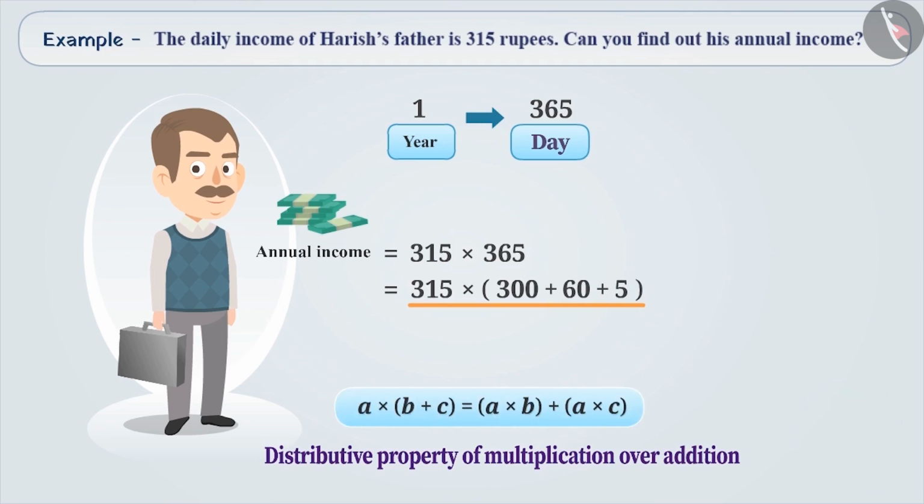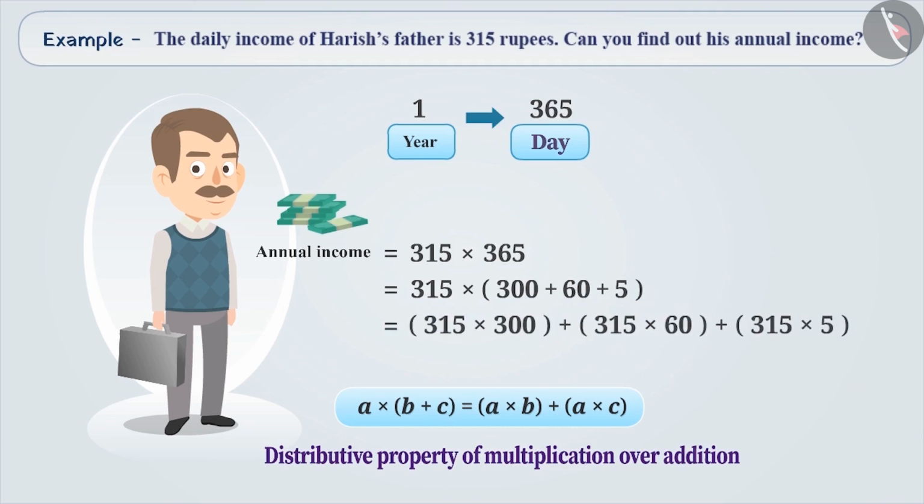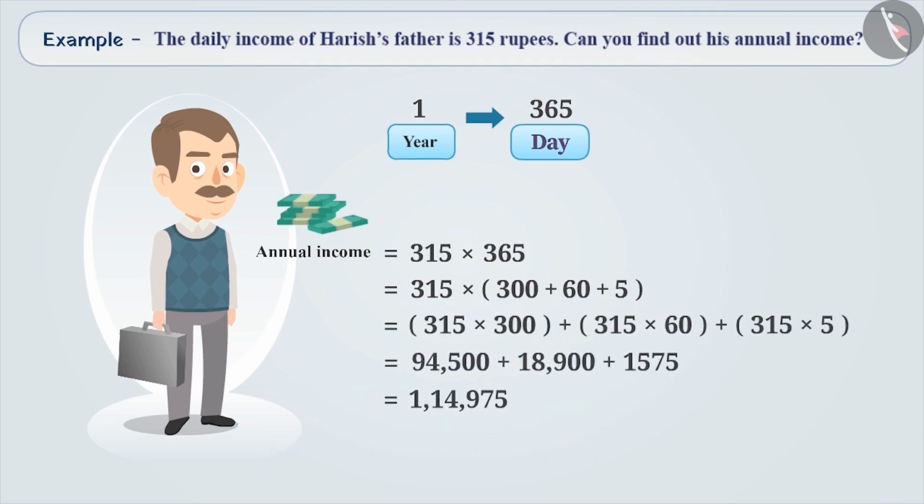By distributivity of multiplication over addition, we can write it as follows. Solving this, we get the annual income as 1,14,975 rupees.